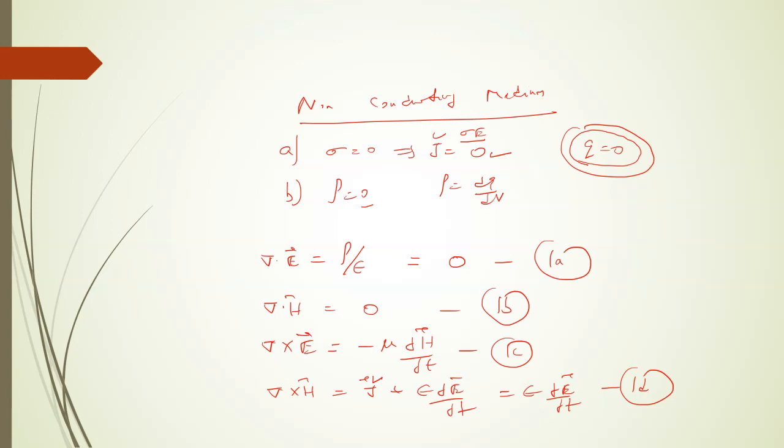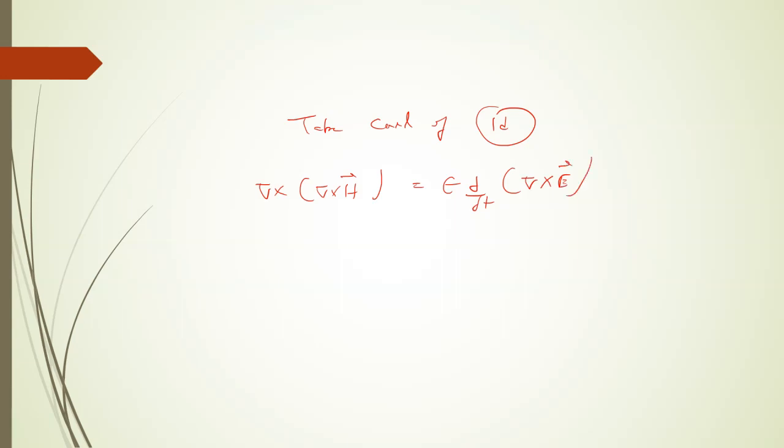Last time we took the curl of 1c. Now take the curl of 1d. So it will become del cross del cross H equals epsilon curly by curly T of del cross E. This is equation number 2.